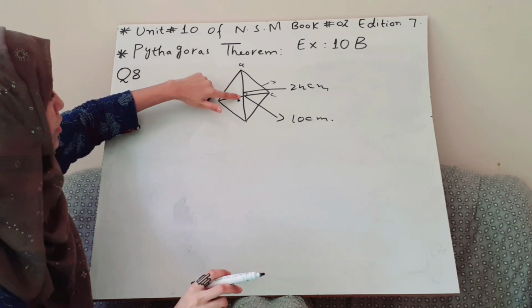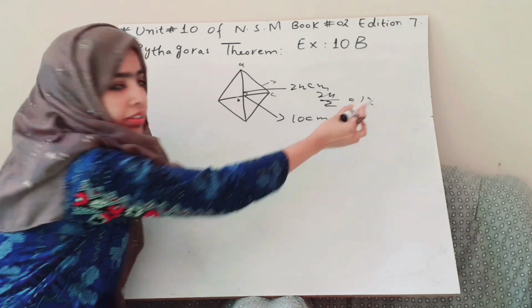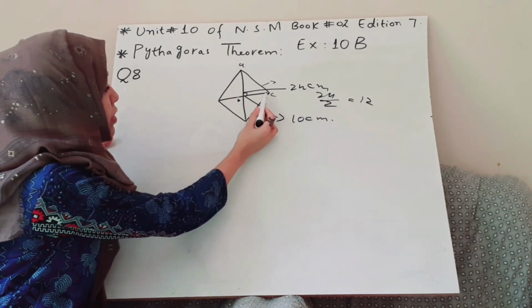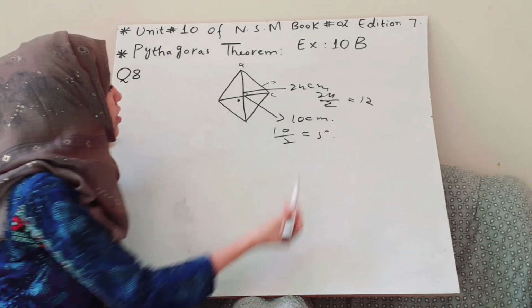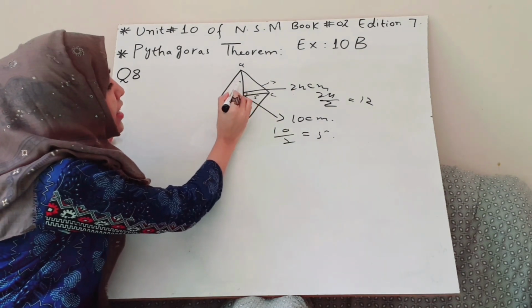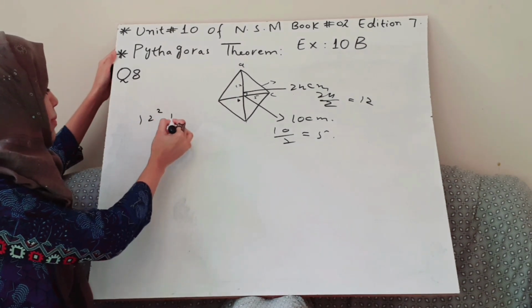So what we have to do? 24 divided by 2 which is equal to 12, and we know here to here, but we have given full length. So 10 divided by 2 which is equal to 5. So now we have this length 5 and this is 12 and this is 12. What we have to do? We have to just square: 12 square plus 5 square.